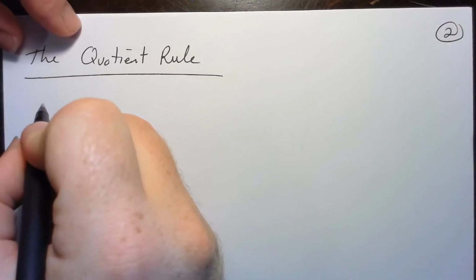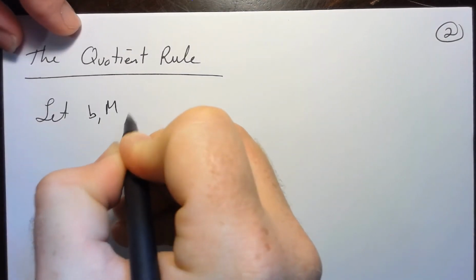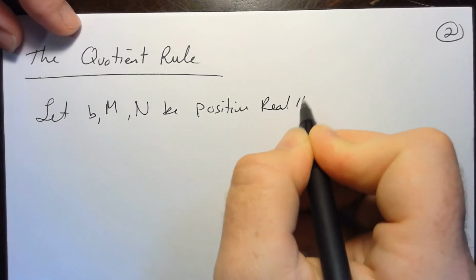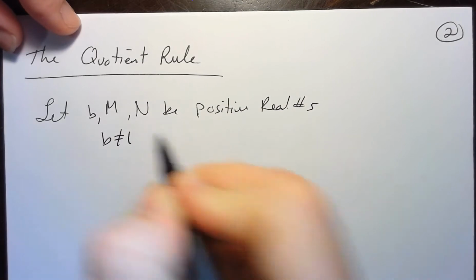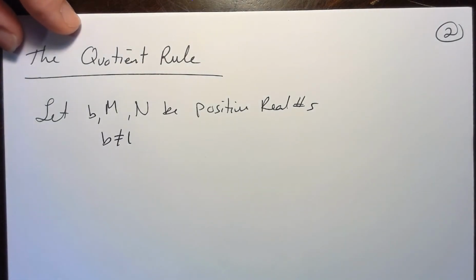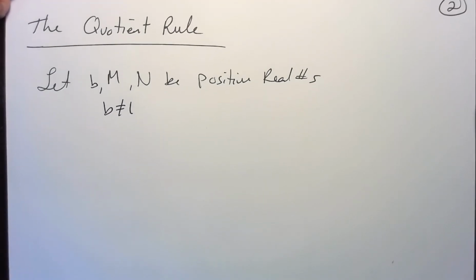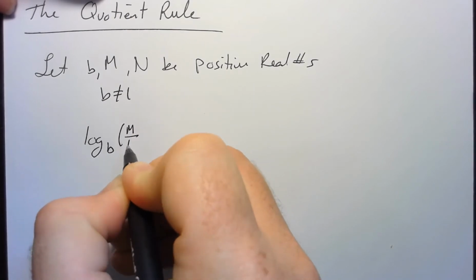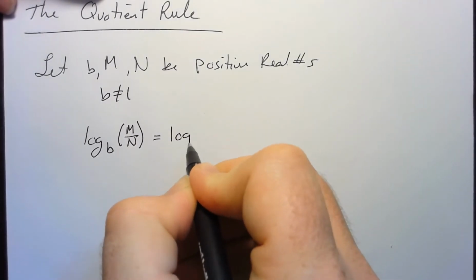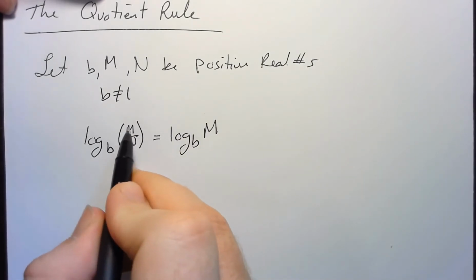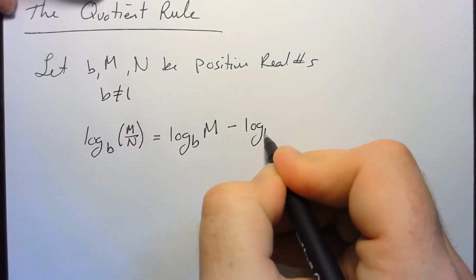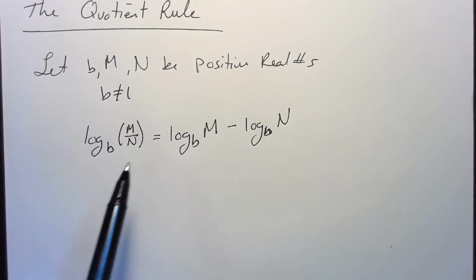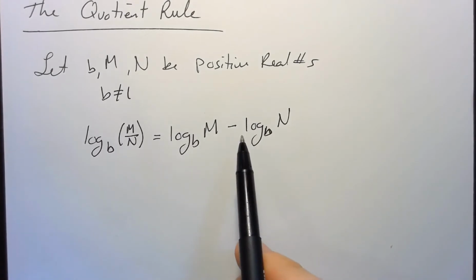Specifically for this one, let b, m, and n be positive real numbers, as well as b cannot be equal to 1. Again, those stipulations have to hold for this property to be utilized, and the property is log base b of m over n equals log base b of m, notice how m is on top here, minus log base b of n. So in this particular case, you'll notice that the property holds true for a division on the inside becoming a subtraction on the outside.